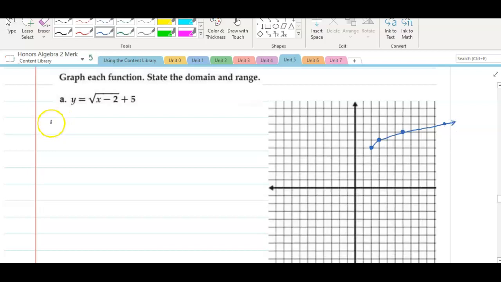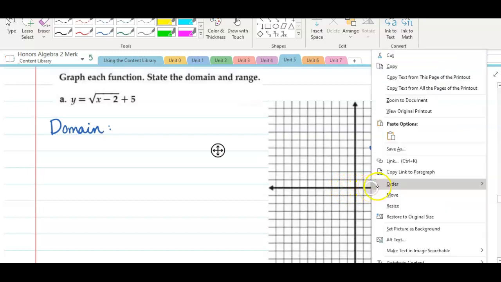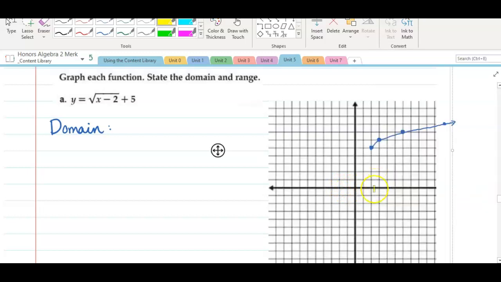Let's think about the domain. Since we have a graph, we don't need to think of it algebraically. We can just look at our graph. Look at the x-axis first. As I go from left to right, I don't have blue graph above me until I get to this point. So from here to the right is my domain. This number right here is 2. So my domain is from 2 to infinity.